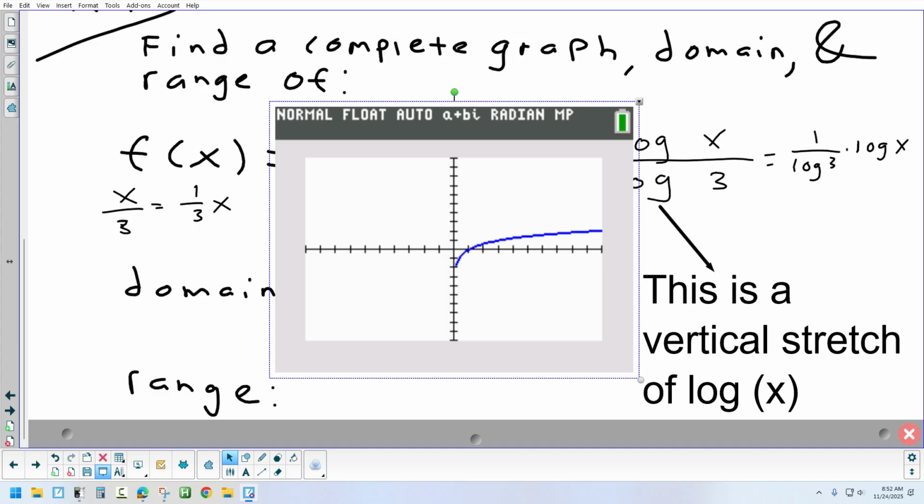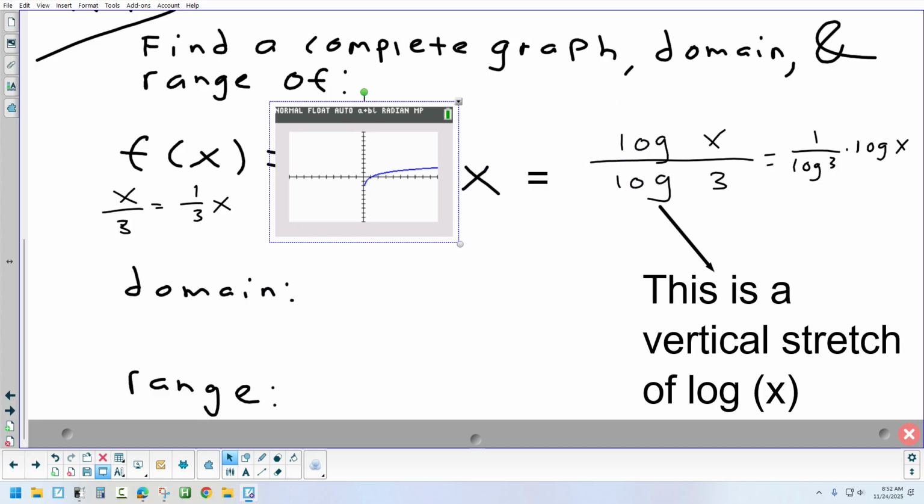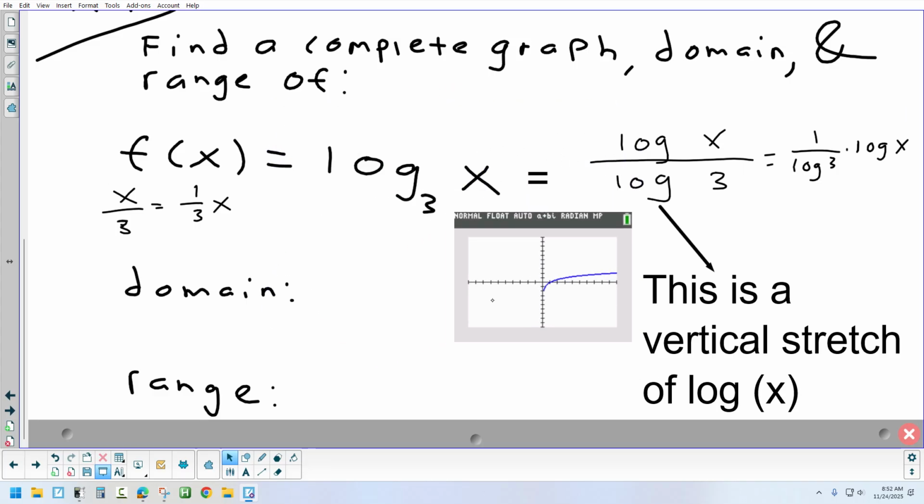So is that a good sketch? That's what the calculator gave me. Is that a good sketch? Oh, Jaden, what do you think? Yeah. How come? I don't remember why. All right.